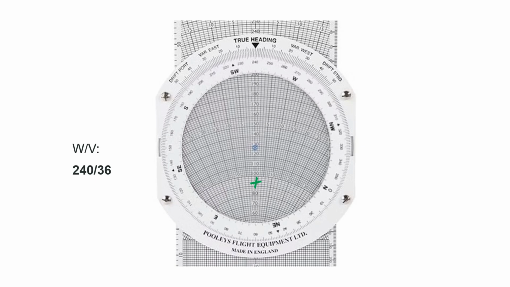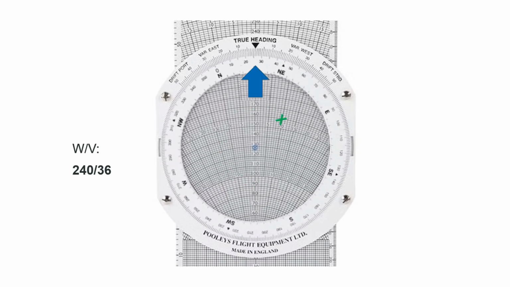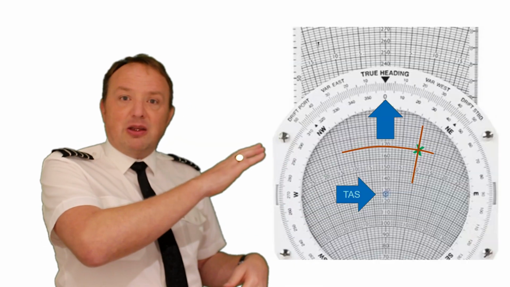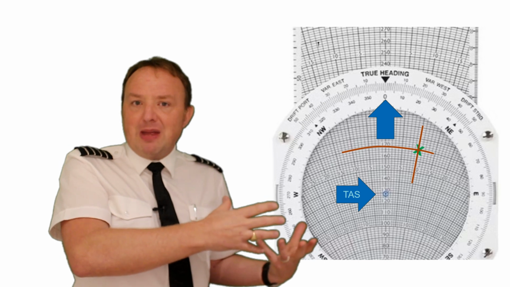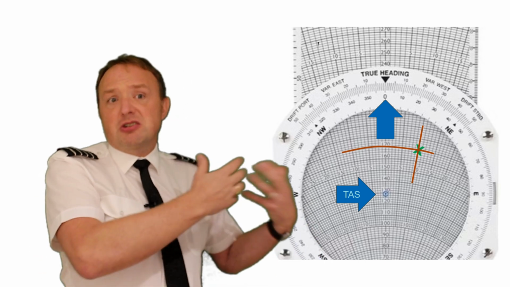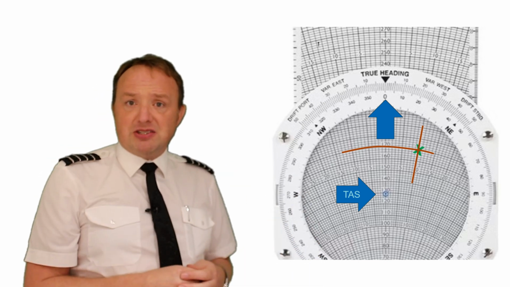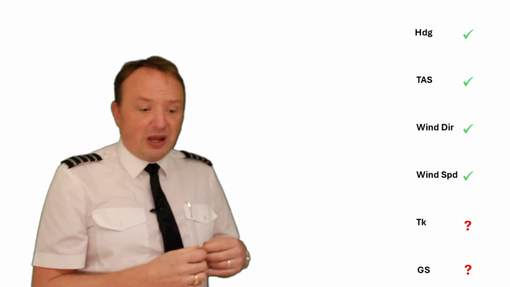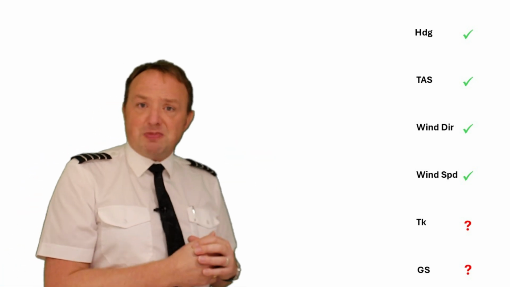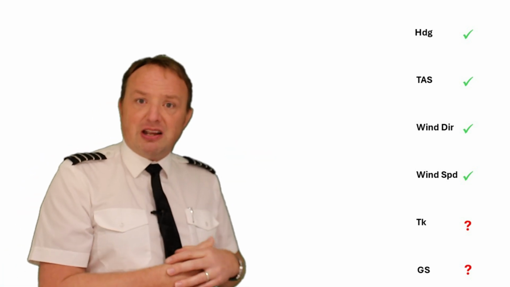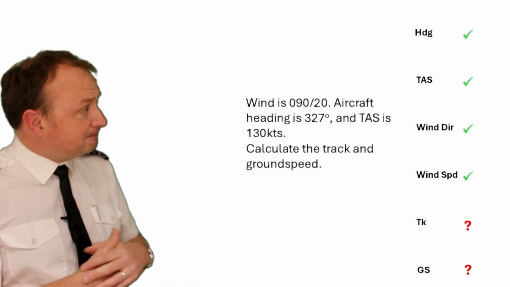Having marked the wind down, we then set heading if we have heading and true airspeed if we have true airspeed. Where the wind mark that we have already made ends up will give us track and ground speed, in other words the ground vector. We'll have a look now at a couple of examples where we know the wind, we know the heading and we know the true airspeed, and we have to calculate track and ground speed. Here's the first one.